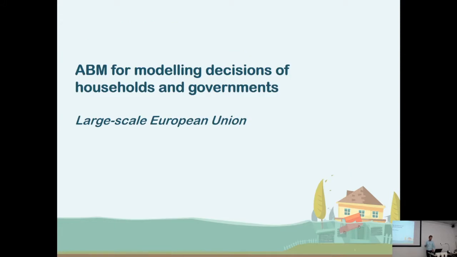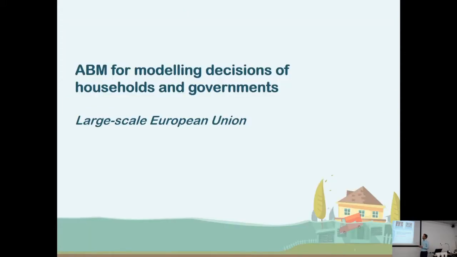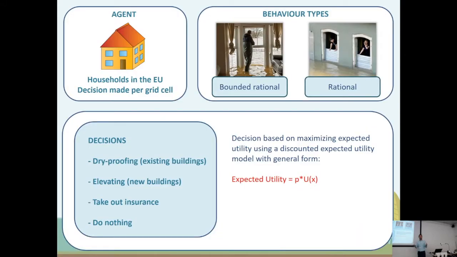So we did this on a large scale. This is something I want to talk about first. We did this in the most recent paper on a large scale for the European Union, because we wanted to see, okay, how do these large-scale IPCC projections change if we include different types of behaviors of governments and households, and also a little bit of insurance companies.